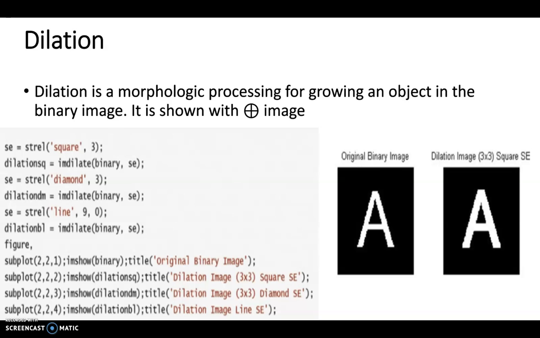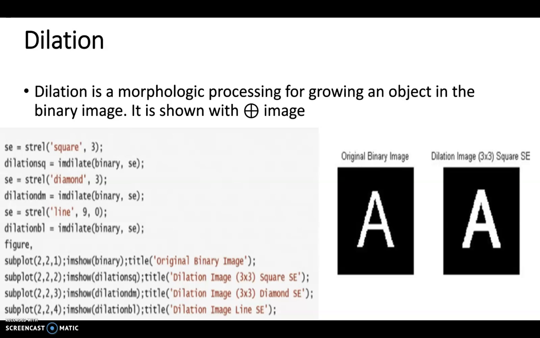Now let us discuss the first operation, that is dilation. Dilation is a morphological process of growing an object in a binary image. It is generally shown by a plus symbol. Here we can see a code of dilation, and just behind this image we can see a dilated version of A, which is broadened in shape.